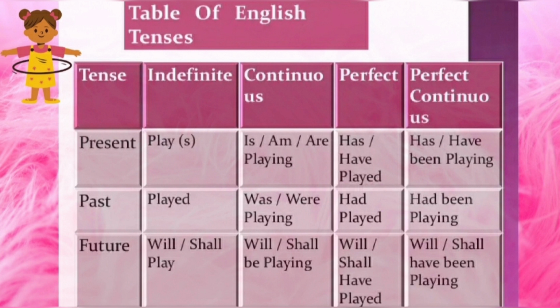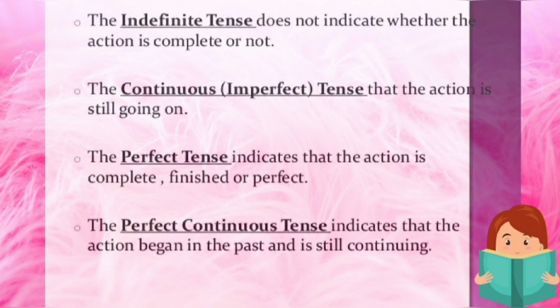Next in a row, we have the last form of tense, future perfect continuous tense. The structure used is will or shall plus have plus been plus the verb's first form plus ing. For example, he will have been playing, we shall have been playing. Let us see the difference in all the forms of tenses.